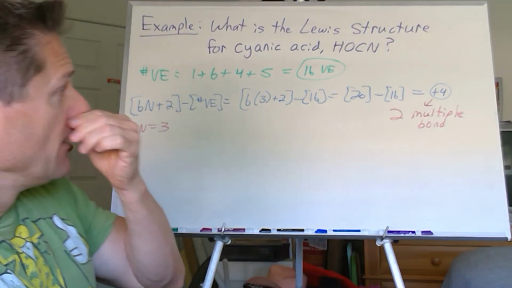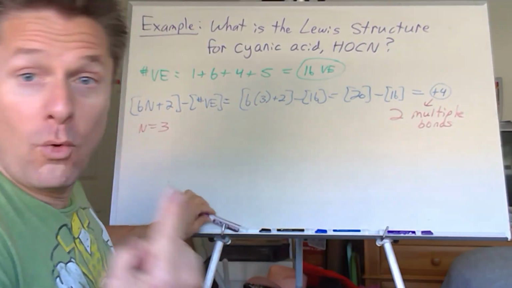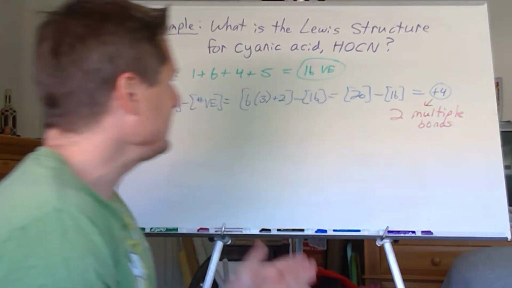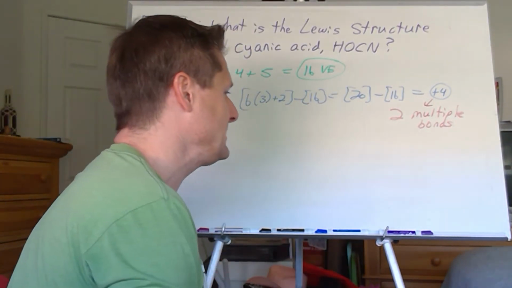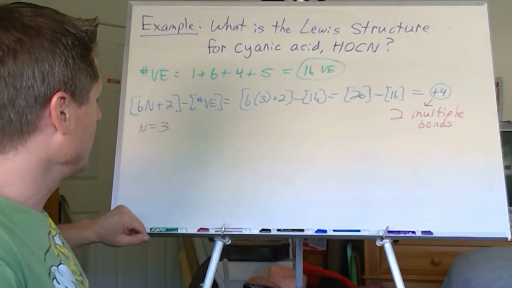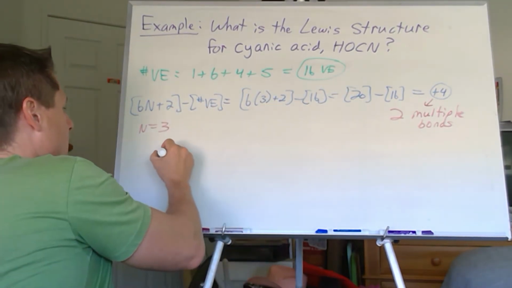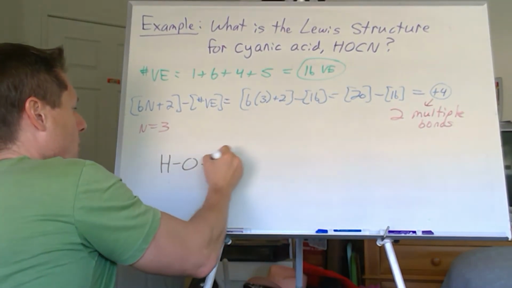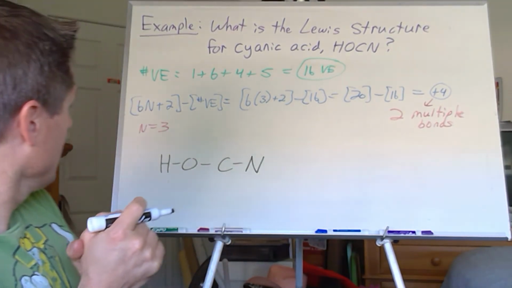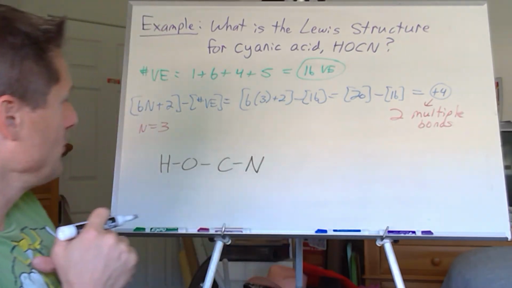Covalent bonds. That could be 2 double bonds or 1 triple bond, right? 2 double bonds or 1 triple bond. Let's take a look at the possibilities here. Let's do it in the right order. So we've got H, O, C, N. Start with all single bonds. Let's place our 2 multiple bonds.